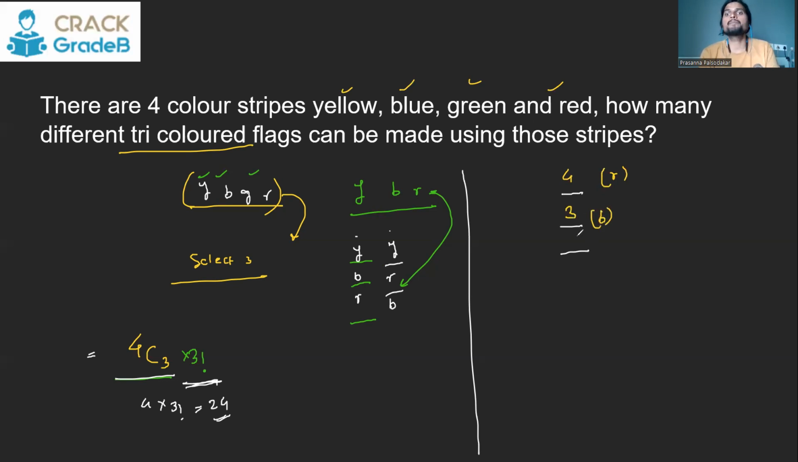If you put, say, blue here, you cannot put red and blue here. That means you have only 2 choices. So we have 4 against 3 against 2. 4 into 3 into 2. Total 24 choices. And hence total 24 tricolored flags can be made.